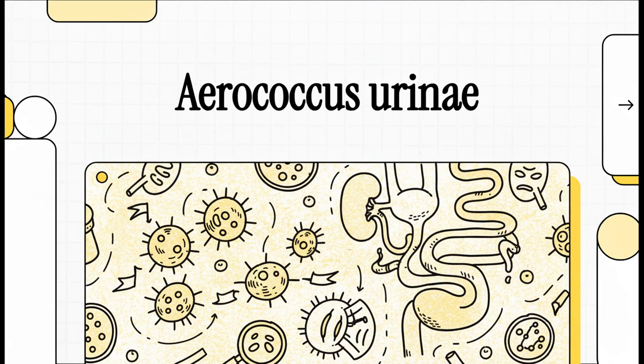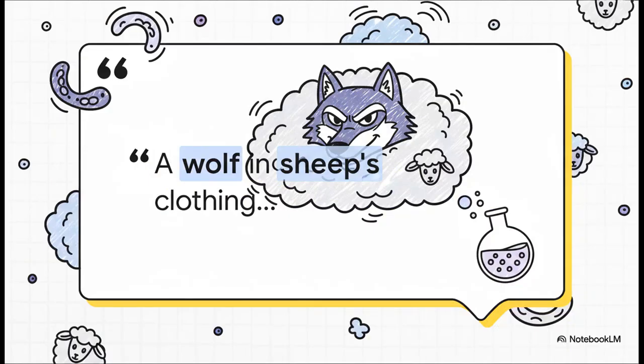Welcome to The Explainer. Today, we're diving deep into a pathogen that you've probably seen but maybe didn't recognize. We're talking about Aerococcus urinae, an organism that really loves to hide in plain sight. It's often called a wolf in sheep's clothing, and for good reason. For years, it's been written off as just a contaminant.